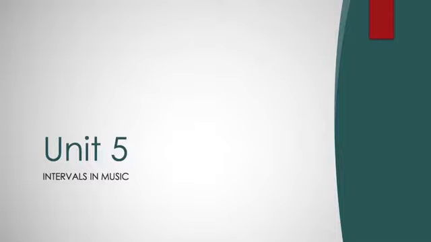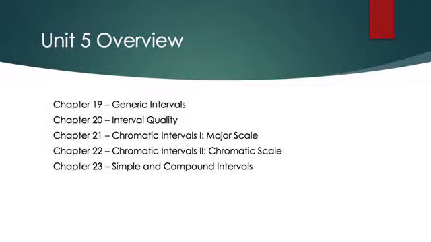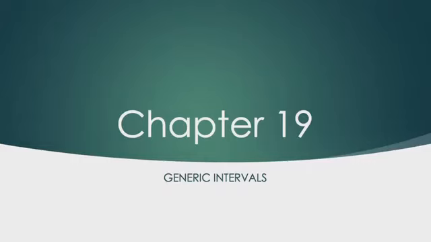If you understand how to identify and calculate your intervals using the method explained today, then you're in good shape. So Unit 5 covers generic intervals, interval quality, and then Chapter 21 and 22, those are the two main ways to identify intervals. And then Chapter 3 talks about the difference between simple and compound intervals, which very simply is any interval that's less than an octave is simple. Any interval that is larger than an octave is compound.